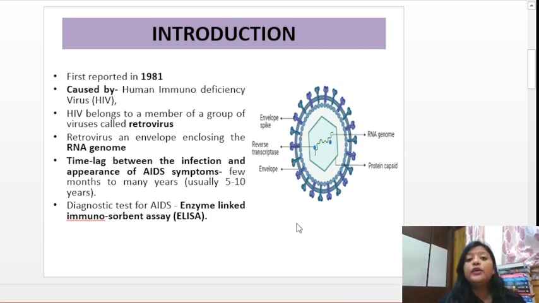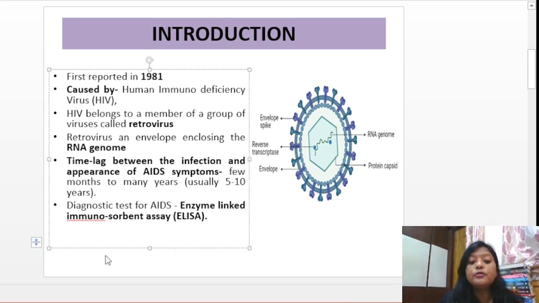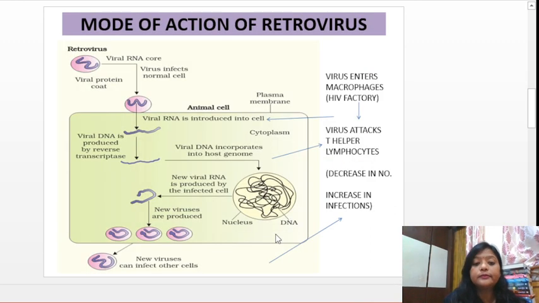Now what is the test that you will take for knowing if you have got AIDS or not? ELISA test. I've already spoken about the ELISA test in my previous classes. What is the full form of ELISA? Enzyme linked immunosorbent assay. This is the full form of ELISA. Now let's move on to the next slide.